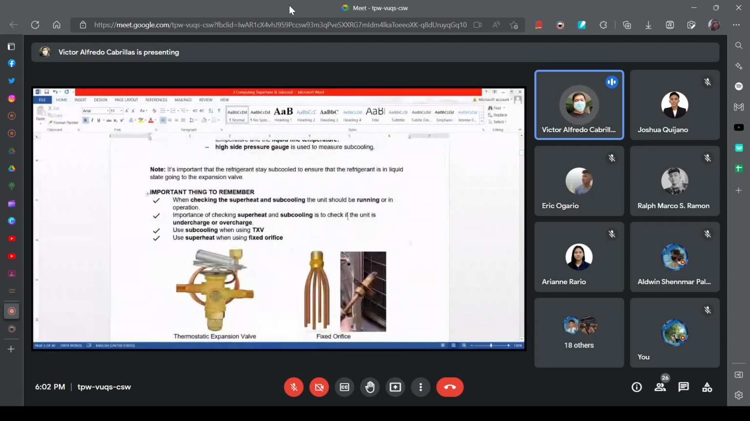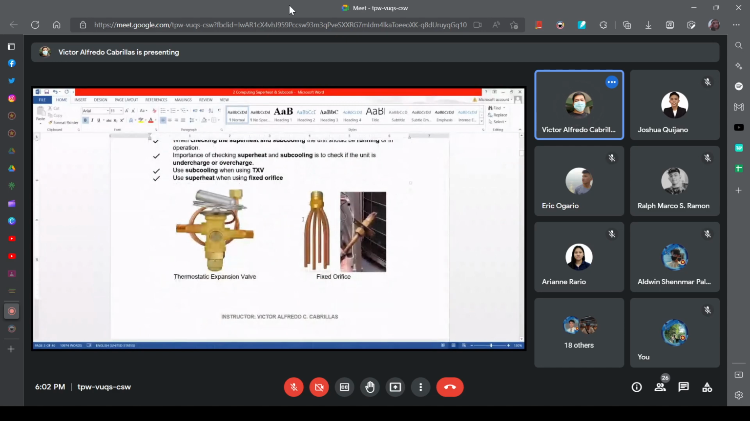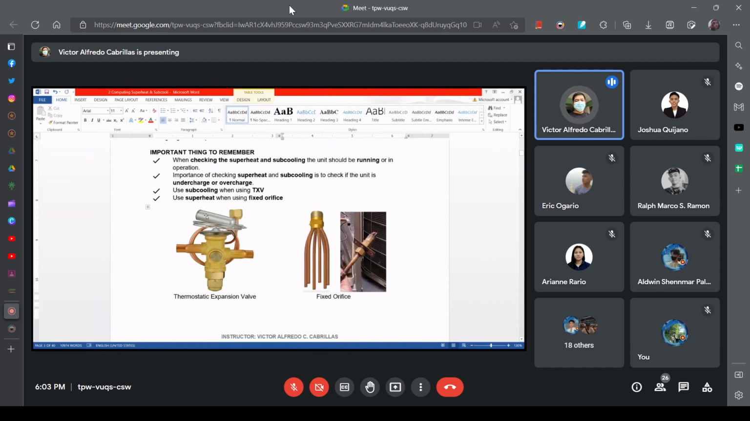Important things to remember. Ang TXV natin ay maraming klase. So, ito yung example. We have the thermostat expansion valve or the fixed orifice. Ayan. So, yan yung dalawang klase. When checking the superheat and subcooling, the unit should be running or in operation. So, hindi mo makukuha ang superheat or subcooling kung hindi umaandar ang unit mo.